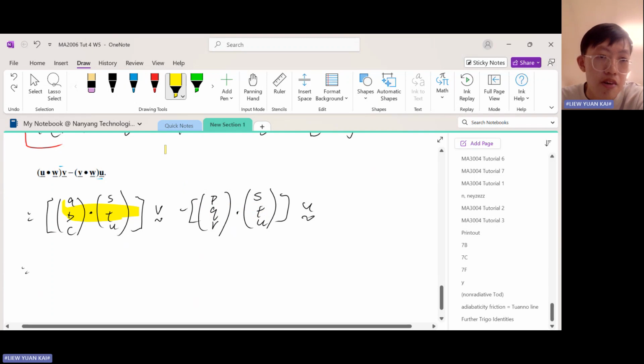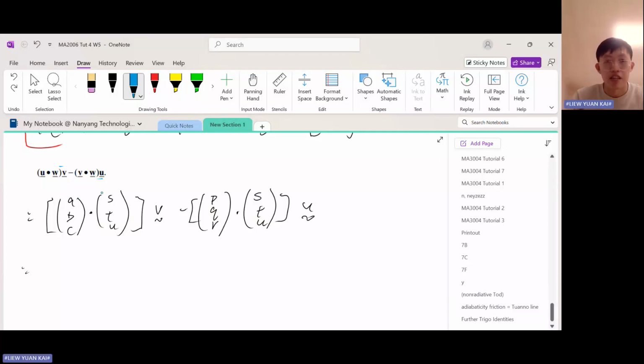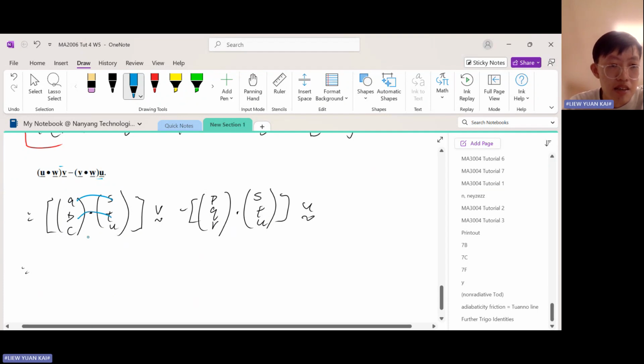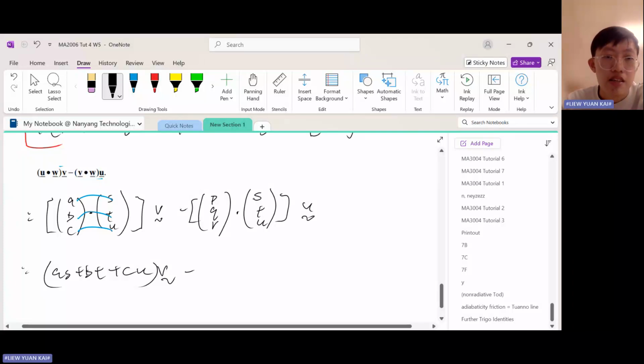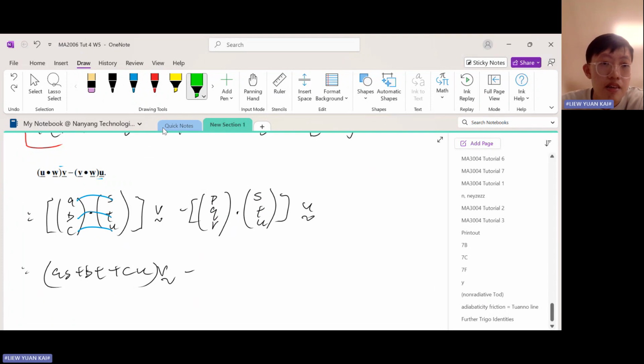Dot product is very simple. The definition is that you multiply the corresponding entries and then add them together. So A times S plus B times T plus C times U gives AS plus BT plus CU. Minus, same thing here: multiply the corresponding entries and add them all together, PS plus QT plus RU.